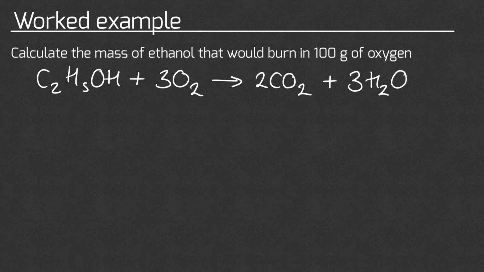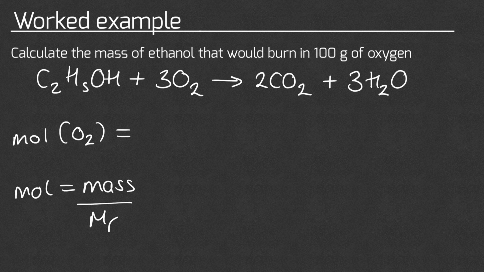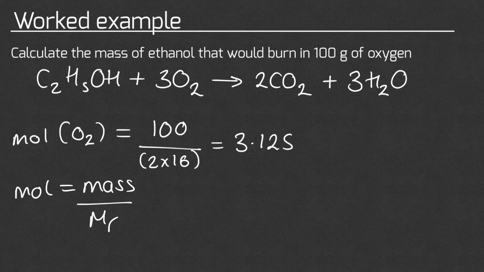The first thing we've done is just rewritten the equation so we can see it a little bit bigger. In the question, we're told that we're given 100 grams of oxygen, so the best place to start is by working out how many moles of oxygen we've got. We'll use the moles equals mass over relative molecular mass equation. So we'll use the 100 grams of oxygen divided by the 2 times 16 for the relative molecular mass, giving us 3.125 moles.